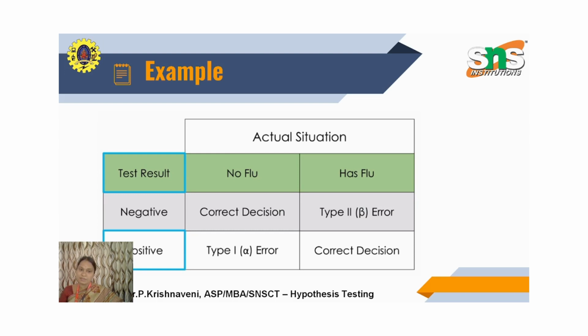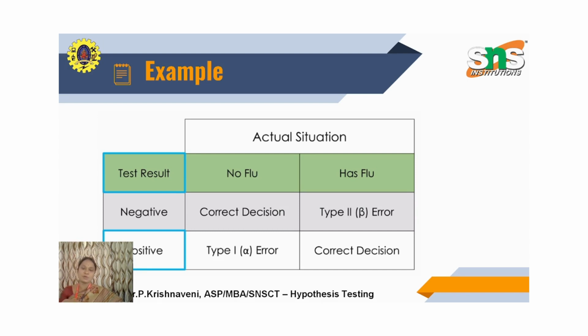Think about the COVID situation. We give a sample for the test. The actual situation is either we have flu or not. That would be the ultimate result. If we receive a negative and actually we don't have any flu, then it is the correct decision. And if we receive a positive result and we do have flu, this is also correct. We don't have flu and we receive negative, this is good. We have flu and we receive positive, this is also good.